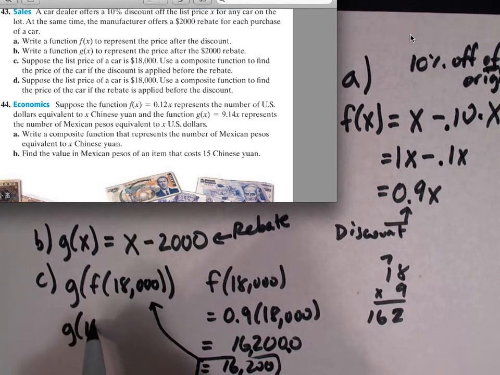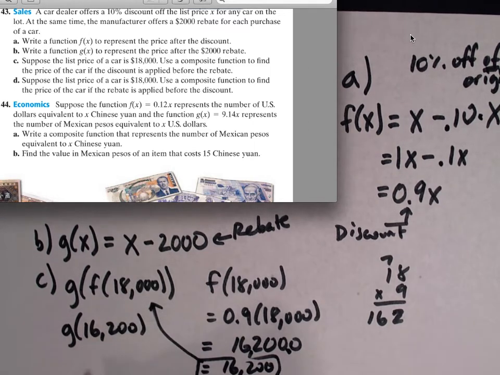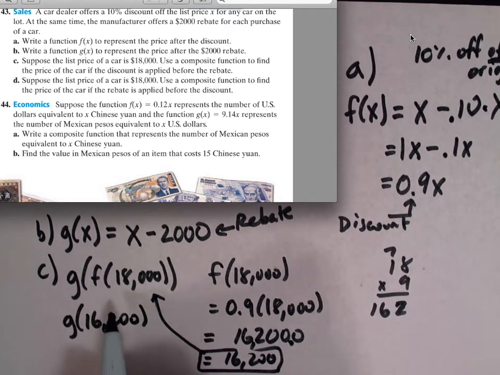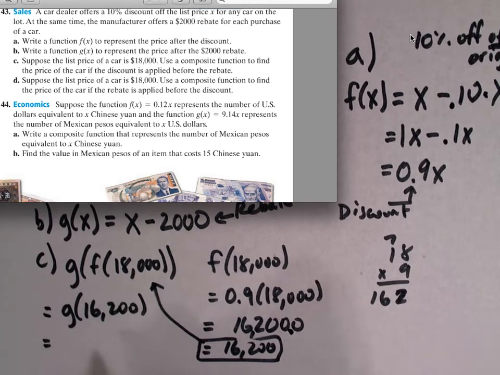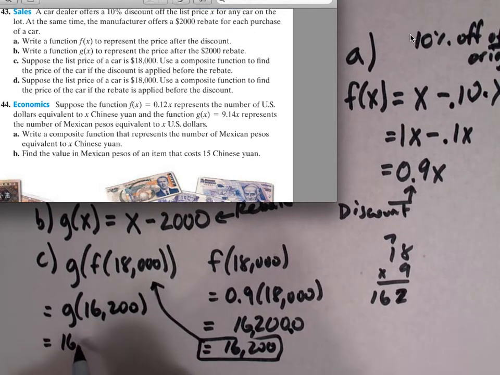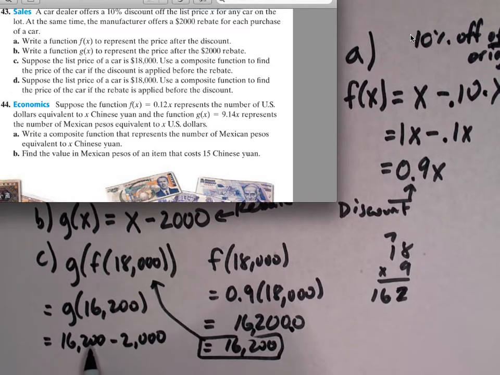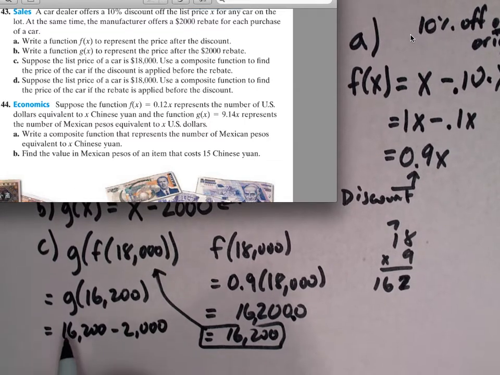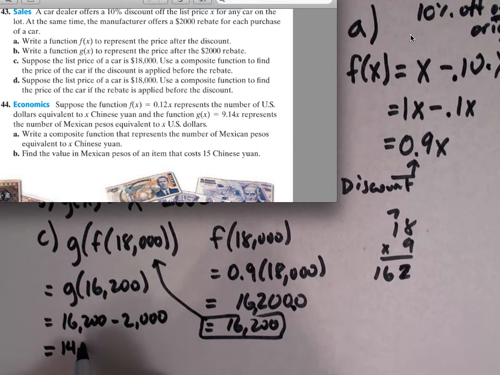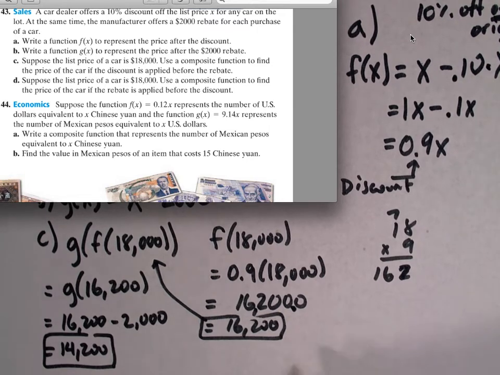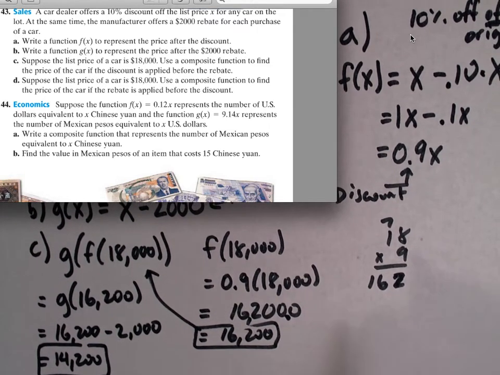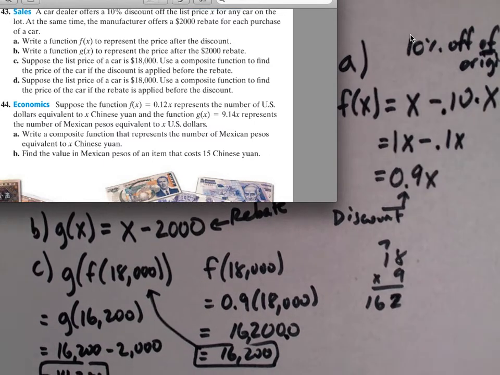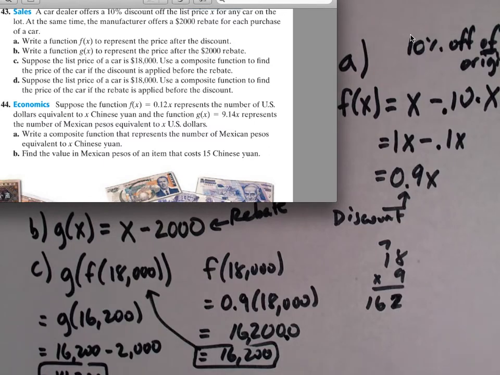So that's going to be our input to the next machine. So g of 16,200 means I'm going to take that and subtract 2,000 from it. So 16,200 minus 2,000 would be 14,200. 14,200 would be it if I did the discount first. All right, let's try one more. This time, let's do the other way around. Let's do the rebate first.